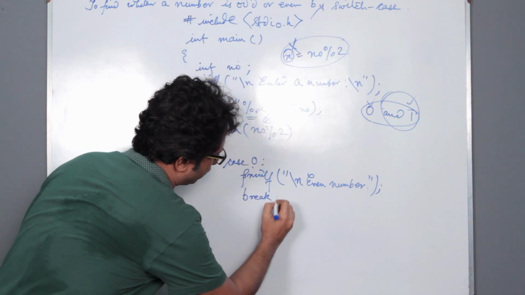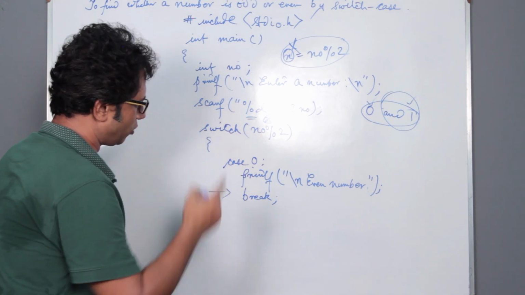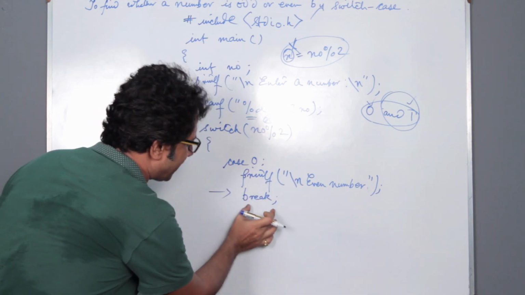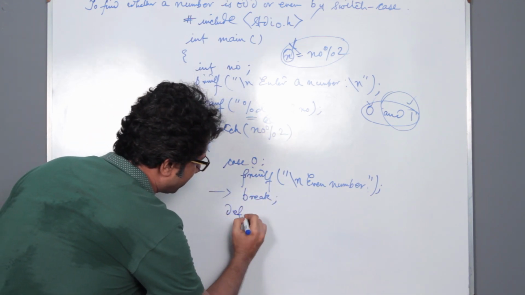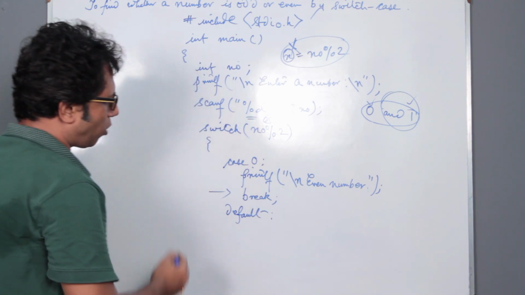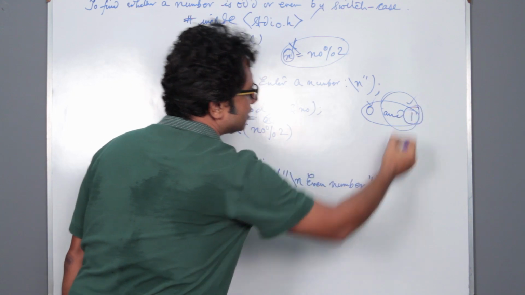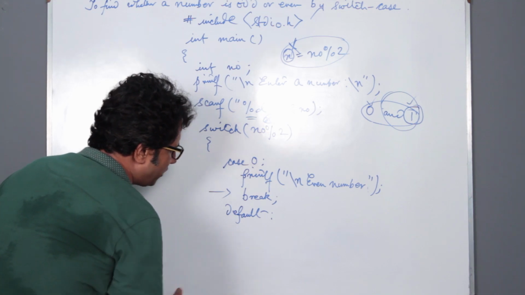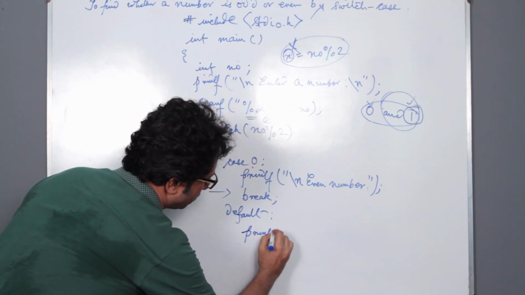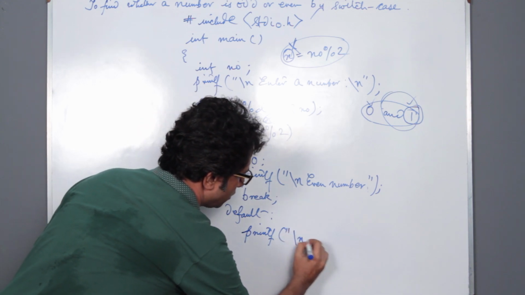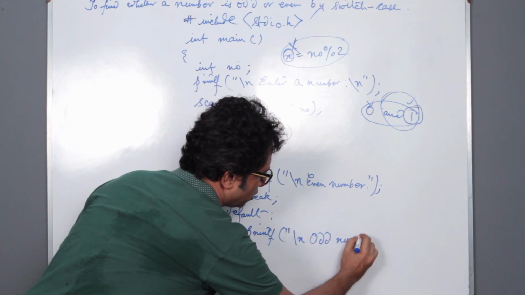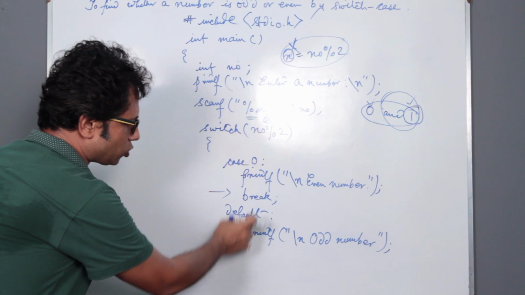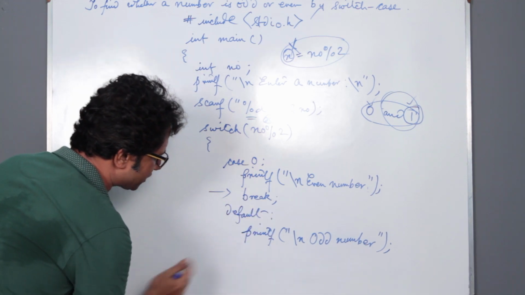You write this break over here. You know the significance of break; I have already taught you in the previous class. Case 0, printf, even number, then comes break. Then we will write directly default, and default will take care of the rest of the situation, that is the remainder 1. So the remaining possibility is being dealt with by default. So printf, odd number. There is no need to write break over here, as we have studied in the previous class.